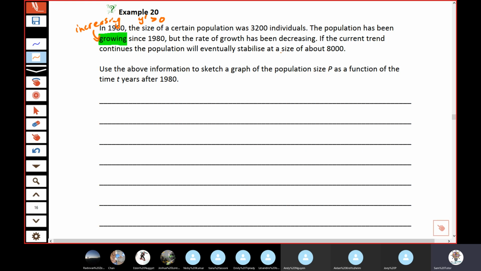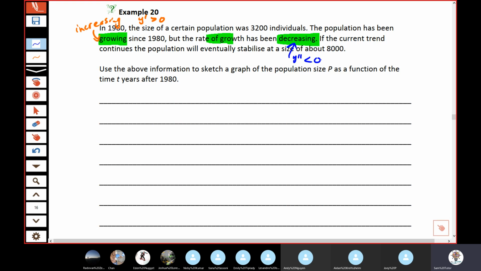So if the rate of growth is decreasing, then that means y double dash, if it's increasing at a slower rate, it should be a maximum. So y double dash is less than 0. And you'll see in a second why that makes sense. So just give me some time and you'll see what that means.